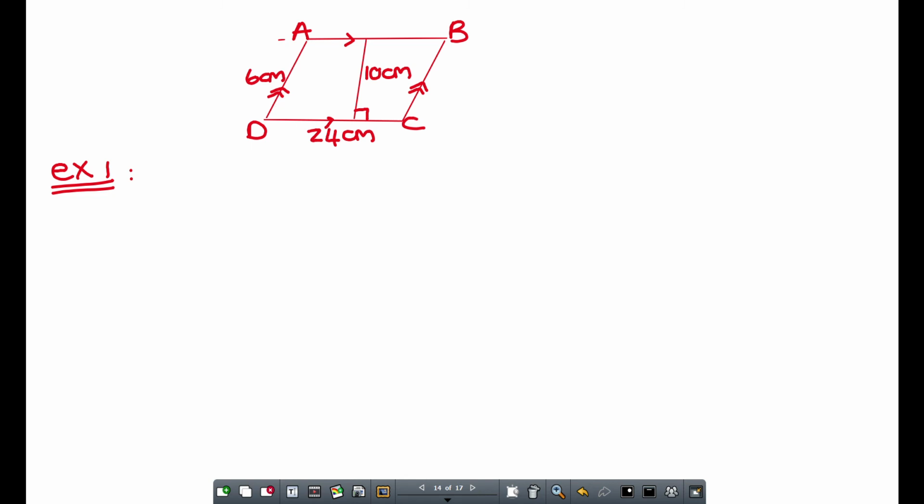So we know that this is a parallelogram. So I am asking you to work out the perimeter and the area of the shape.